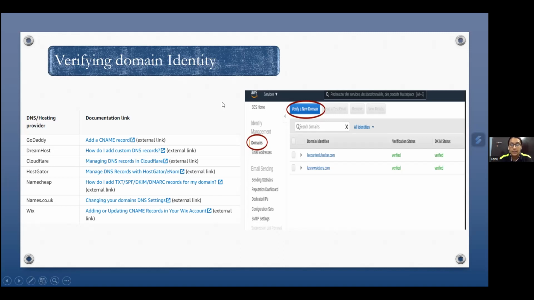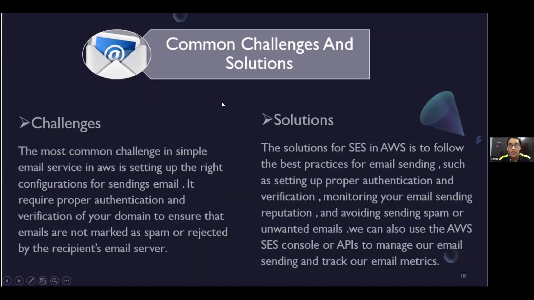So now coming to the common challenges and the solutions. What are the troubleshooting problems and what are the solutions to overcome them? First of all, I will be discussing the common challenges. The most common challenge in Simple Email Service in AWS is setting the right configuration for sending emails. It requires proper authentication and verification of your domain to ensure that emails are not marked as spam or rejected by the recipient's email service. So these are the most common challenges or troubleshooting problems that occur in Amazon Simple Email Service.